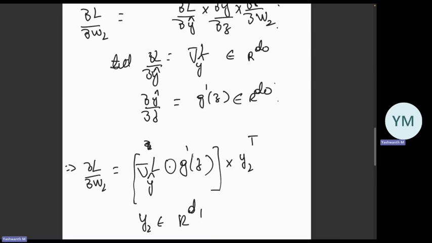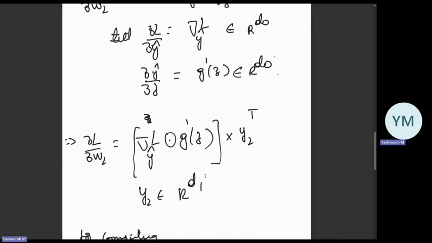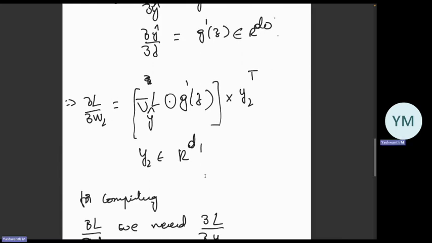If we are doing the classification task, finally this is obtained by... so till this point, this is gradient of L with respect to Z, and gradient of Z with respect to W2 is given by Y2 transpose. To check the correctness, we always have to check the dimensions of W2 and the dimensions of gradient of loss with respect to W2. They both should lie in the same dimensional space.